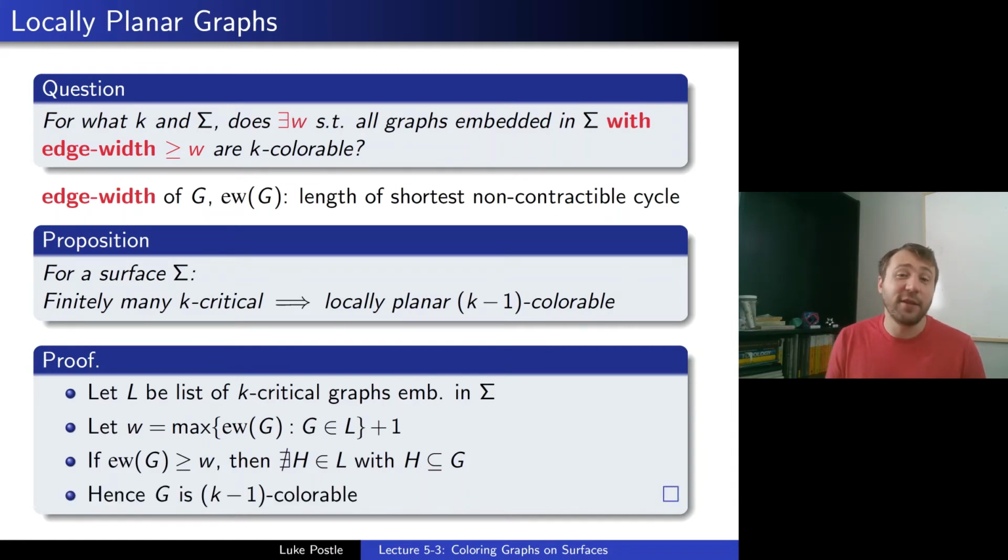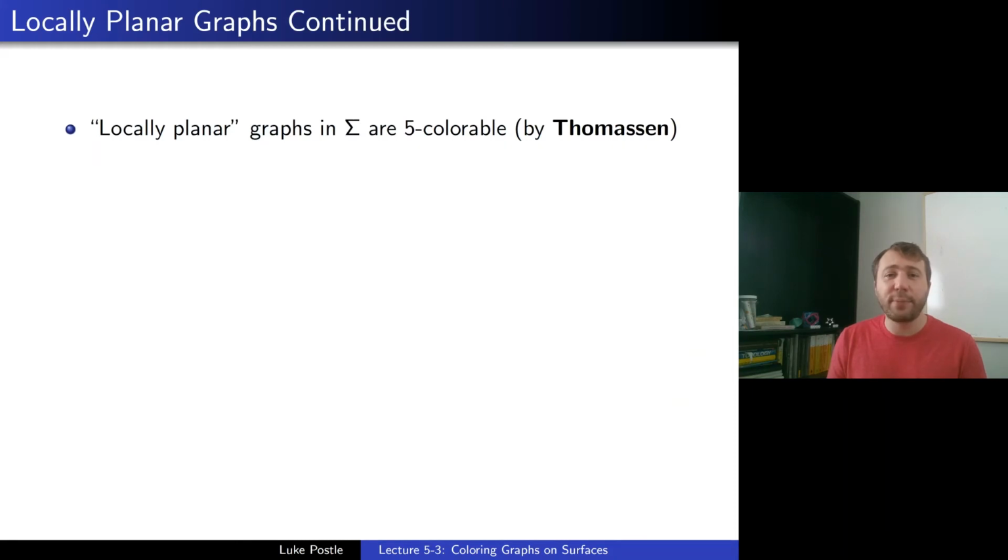And so then if it doesn't contain anything from the list, it has to be k-1 colorable, right? It'd have to have one of those reasons if it wasn't colorable, but then if it had one of those reasons, those have small edge width, and so it too would have small edge width. They would have a short non-contractible cycle. So that concludes that bit. We have a nice proposition relating the two, so let's plug that in.